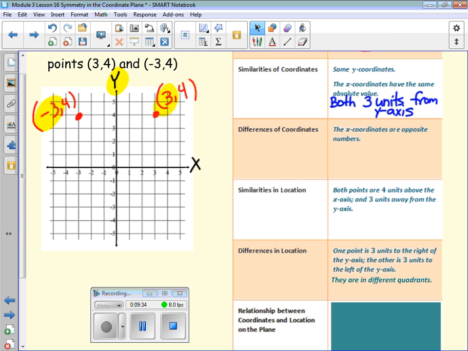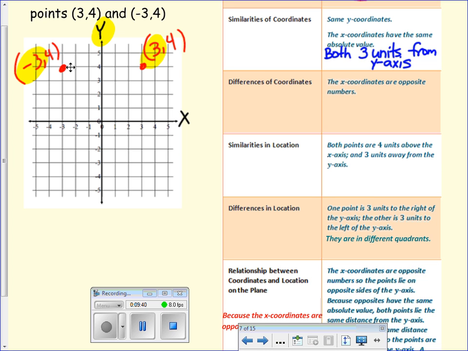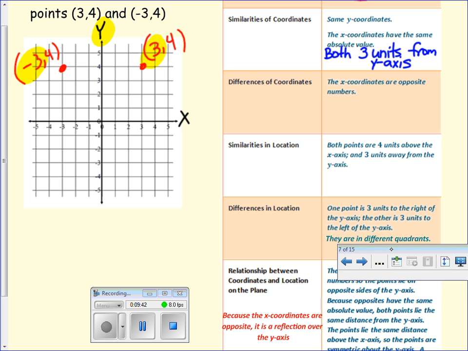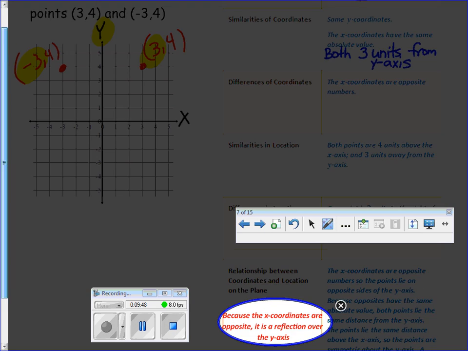y-axis. So because the x coordinates were opposite, it's a reflection over the y-axis. And that's what I want you to focus on for your answer, that part right there.